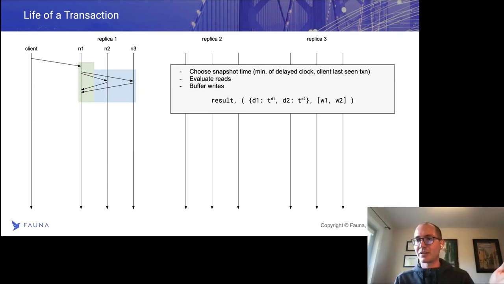So consider this query. Let's imagine your typical bank query where you're transferring some amount from one account to the other. The first thing we need to do is read the initial balances of those two accounts. And let's say in this example, the documents representing those accounts happen to be on data partitions owned by nodes 1 and 2 in this replica.